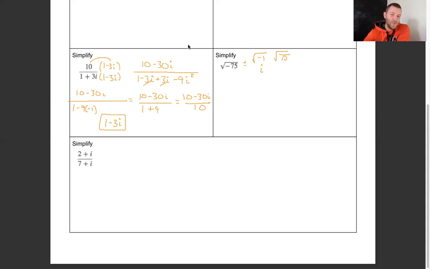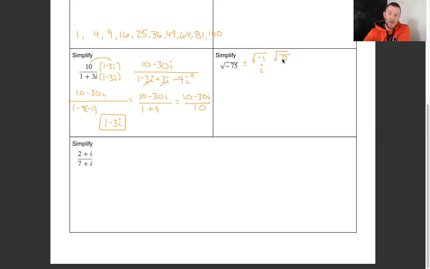Okay, so hopefully back when you took Algebra 2, in order to simplify a square root like this, you've got to pull out perfect squares. A perfect square is: 1 squared is 1, 2 squared is 4, 3 squared is 9, 4 squared is 16, 5 squared is 25, 36, 49, 64, 81, 100. Those are all the perfect squares that are less than 100. In order to simplify a square root, you can only pull out perfect squares. So which one of these goes into 75 evenly?